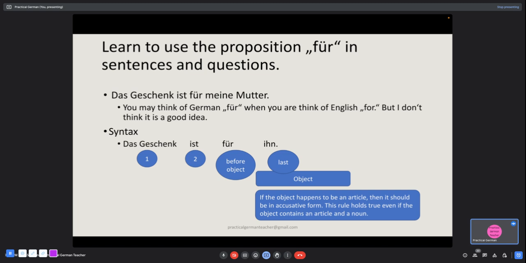So again, this is normal, like you say blah blah is für, and here you will have, if the object happens to be an article, for example, you had an article and a noun, so the article is in accusative case. If it happens to be a pronoun, that also has to be in accusative case. So here ihn is a pronoun. We'll go through accusative pronouns. Just remember this: when you use für, what comes after für is always accusative.